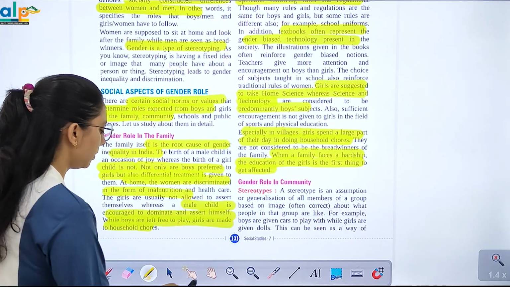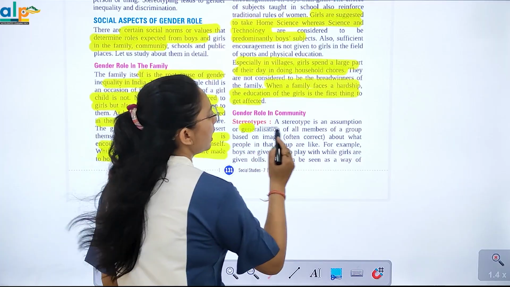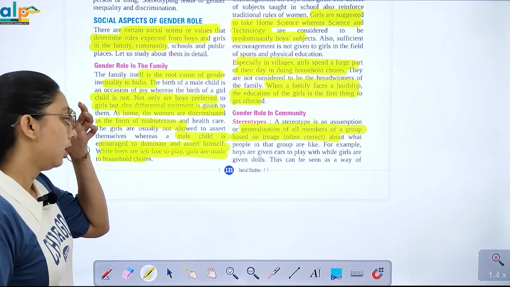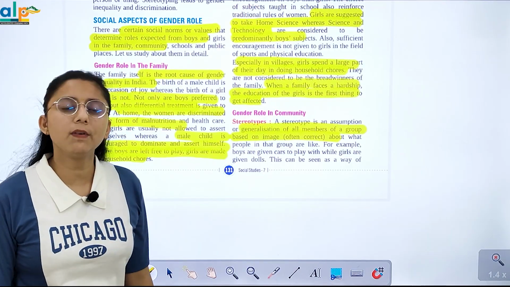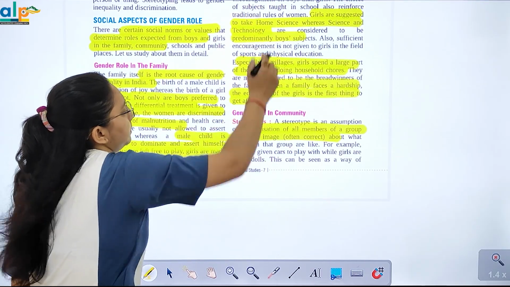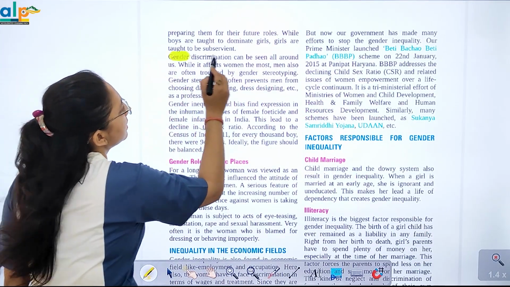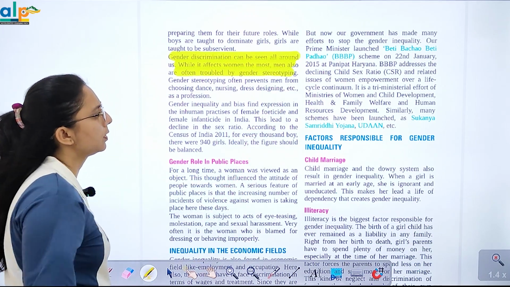Now, gender role in community. So we have stereotype. What is stereotype? It is an assumption or generalization about all members of a group, which is based on an image of what people in that group are like. For example, boys are given cars to play. And girls, what is given to them? Dolls are given. Now, gender discrimination can be seen all around, while it affects women the most and men also often get troubled.